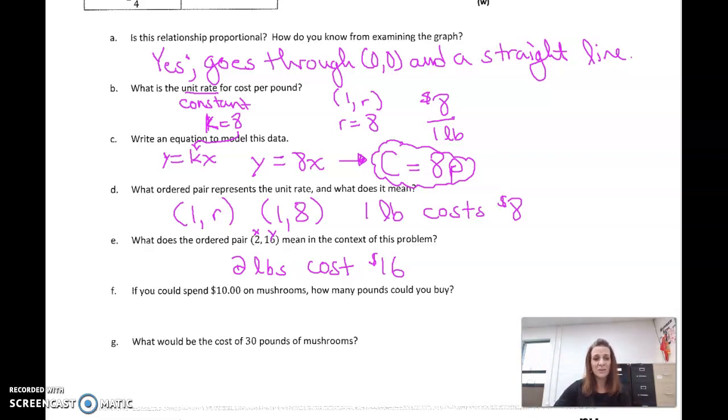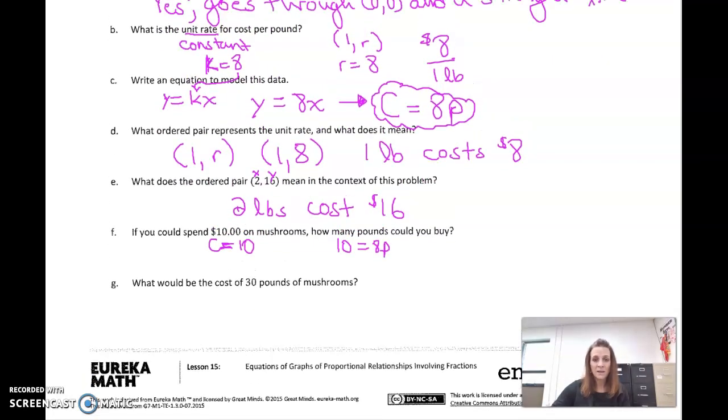All right, now here's why this formula with the C and P is helpful. If you could spend $10 on mushrooms, how many pounds would you buy? Well, $10 would be cost. So this is like saying cost equals 10. This is helpful because now you know if you're putting it in for P or for C. In this case, I'm putting in for C. So I'm going to go 10 equals 8 times P. I'm solving for P, so I'm going to divide both sides by 8. And if you were to take a calculator and do that, you'd get P equals 10 divided by 8, which is 1.25. That's pounds. So if you have $10, you can buy 1.25 pounds of gourmet mushrooms.